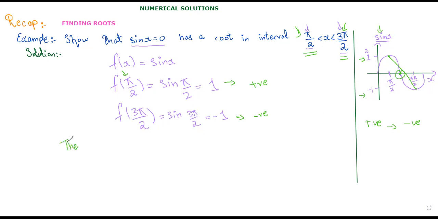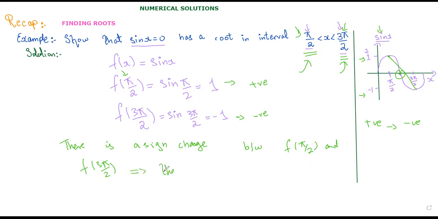Till now, you should know that if there is a sign change between f of pi by 2 and f of 3 pi by 2, that is, if there is a sign change between the two values of the function at these two x's, this implies there is a root. So this is what we have discussed so far, from the graph as well as from this method. Whenever we have a sign change, it could have been negative here and positive here. All we are focusing on is the sign change.